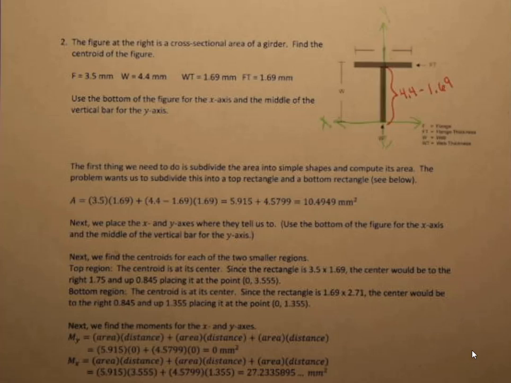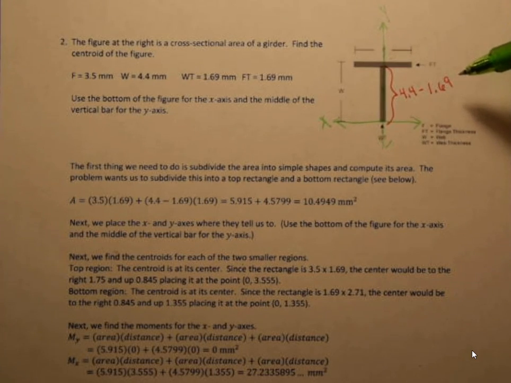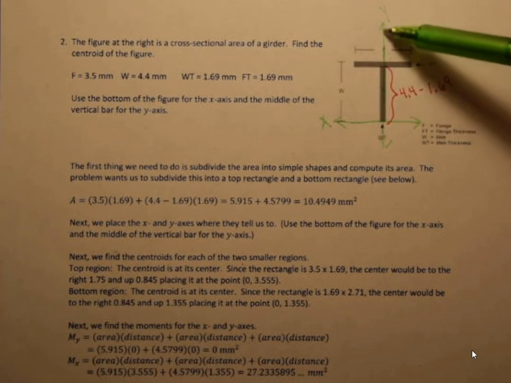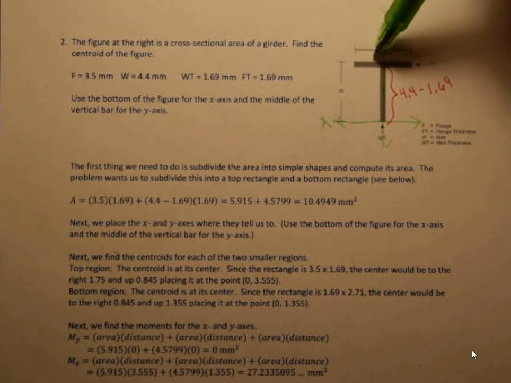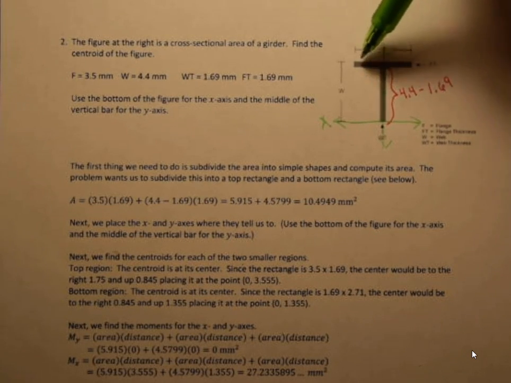I know in the last problem we put the entire shape in the first quadrant, but in the last problem our shape wasn't symmetric. If we have a symmetric figure, it becomes really easy to find the centroid because we can put the y-axis right down the line of symmetry, and it'll be a lot easier to find our x-coordinates. So what do I mean by that?